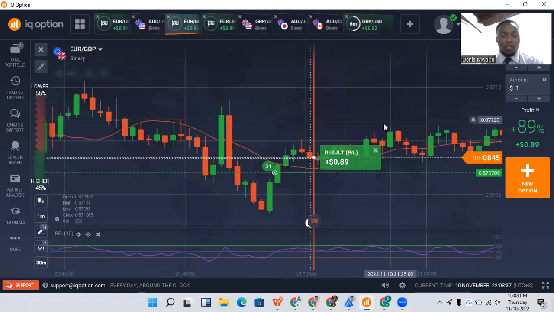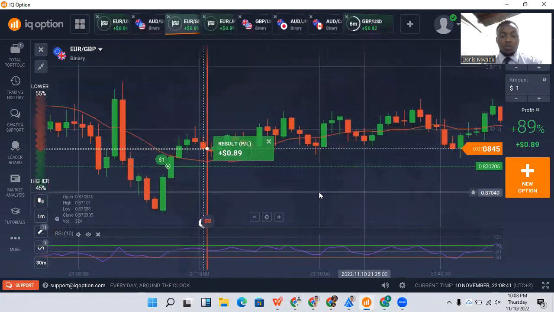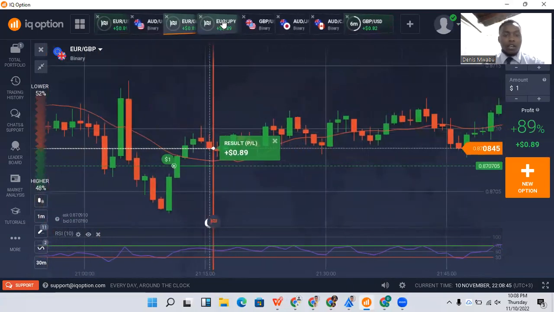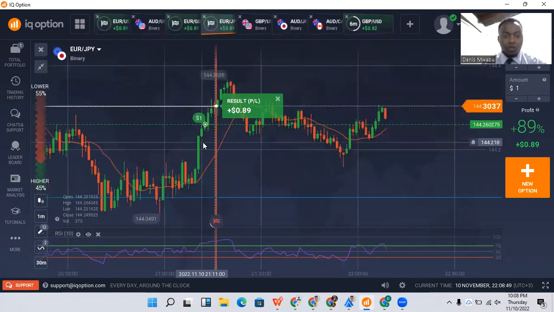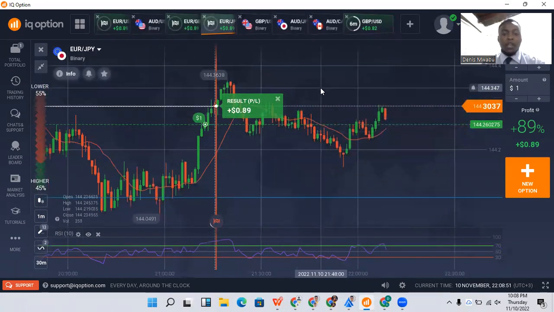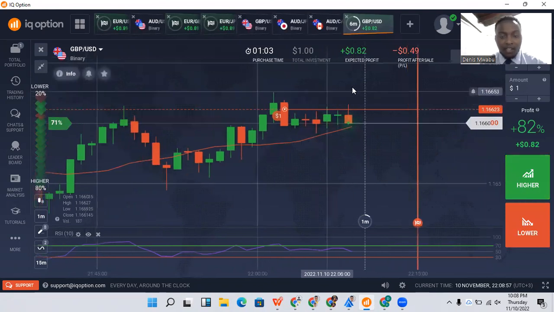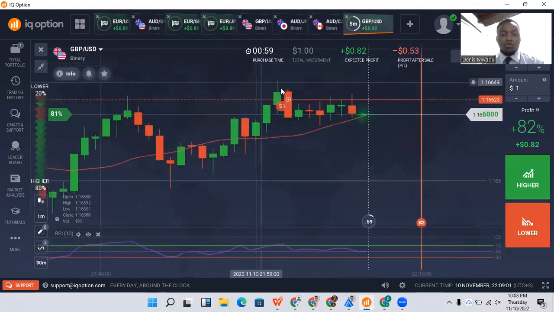This is another win that we got for today. I predicted that the price was going to go up, and definitely it went up all the way. And this was another win. I predicted that the price would still go up, and it was able to go up. Also, this is another trade that is live and active, and I've predicted that the price is going to go low.